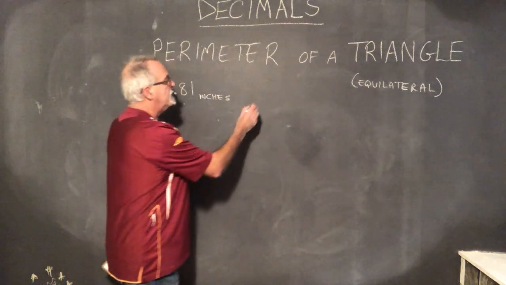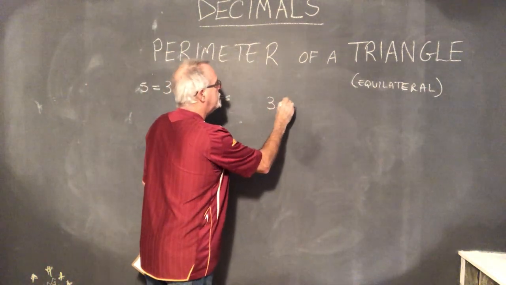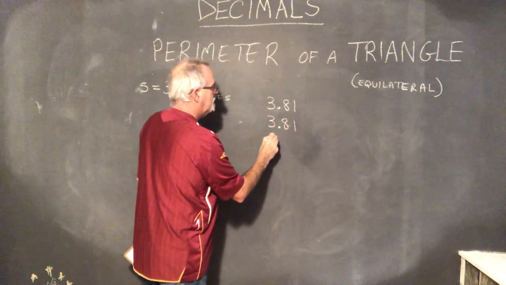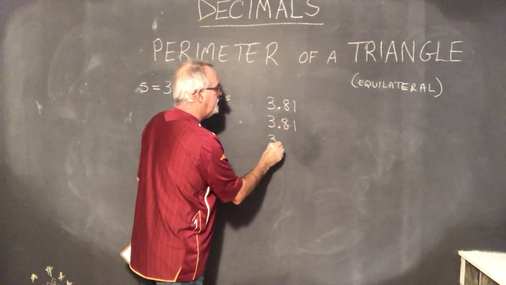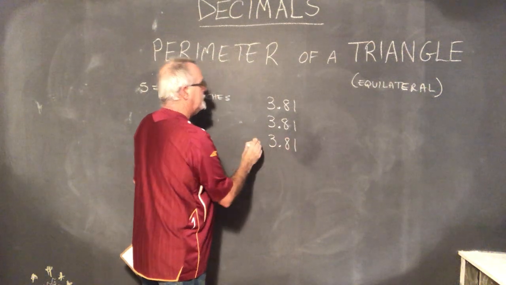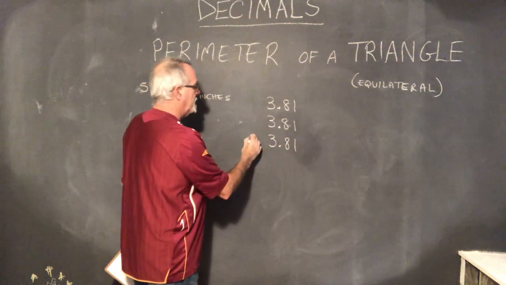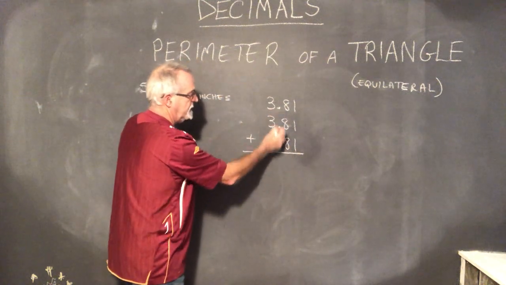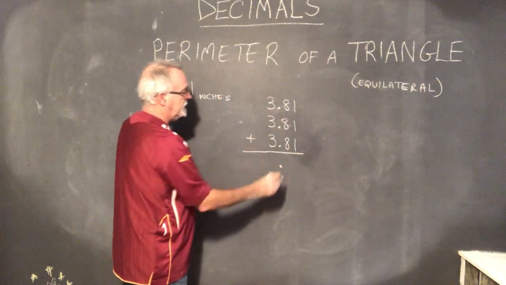So I can do it two different ways. 3.81 plus 3.81. Ooh, chalk flying everywhere. Plus 3.81. That's enough. I only need 3 because it's a triangle. Write my plus sign, write the line, lined up my decimals. I'll put the decimal lined up for the answer.